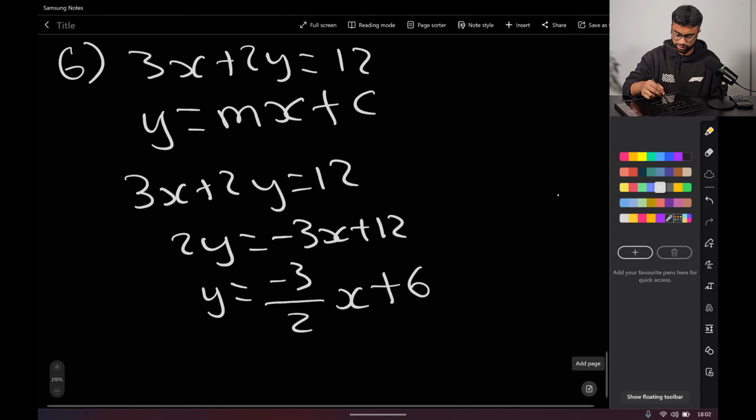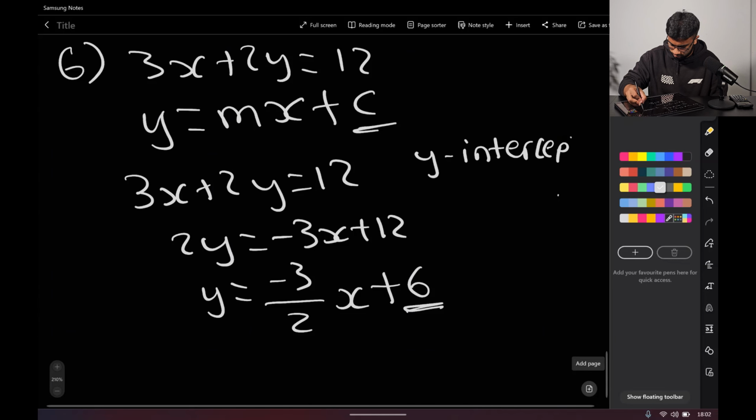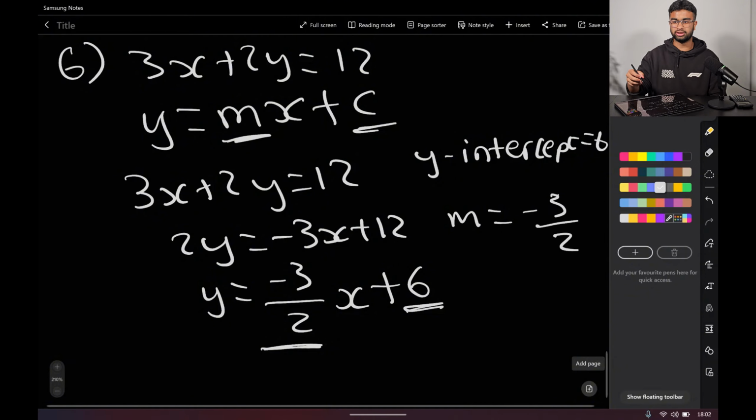And if we compare this to our form y equals mx plus c, the c is 6, so we know that 6 is our y-intercept. And the m is our gradient, which here we can see is minus 3 over 2. So we can say that m is equal to minus 3 over 2. M is just the gradient.